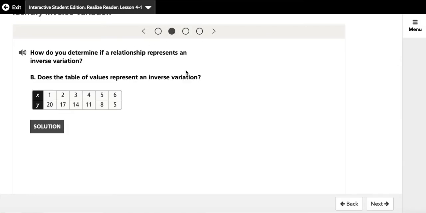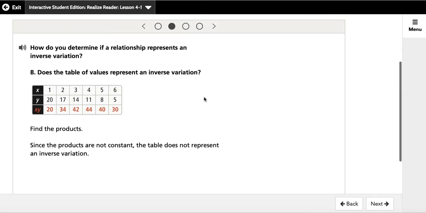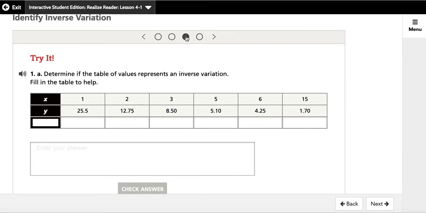Does this table of values represent an inverse variation? 1 times 20, 20. 2 times 17, 34. 3 times 14, 42. These are not coming out to the same constant, so I would say no. They found the products, and it's a no. So this is not an inverse variation. Seems simple enough, we just have to multiply the numbers together.